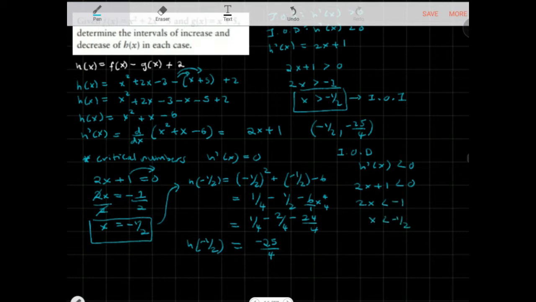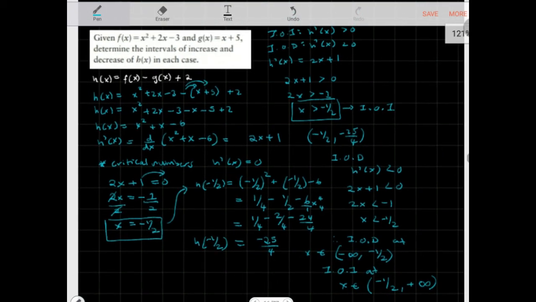Therefore we have an interval of decrease where x is less than negative 1/2, which you can write as negative infinity to negative 1/2, and an interval of increase at x belongs to negative 1/2 to positive infinity. Okay, so that's how you look at intervals of increase and decrease by assessing the derivative function.